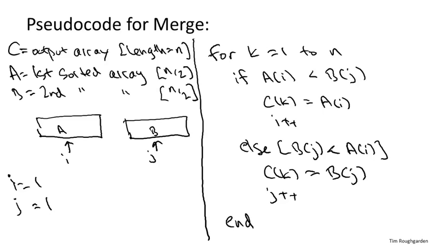Now again, I'm being a little bit sloppy so that we can focus on the forest and not get bogged down with the trees. I'm ignoring some end cases. So if you really wanted to implement this, you'd have to add a little bit to keep track of when you fall off either A or B. Okay, so you'd have additional checks for when I or J reaches the end of the array, at which point you'd copy over all the remaining elements into C.